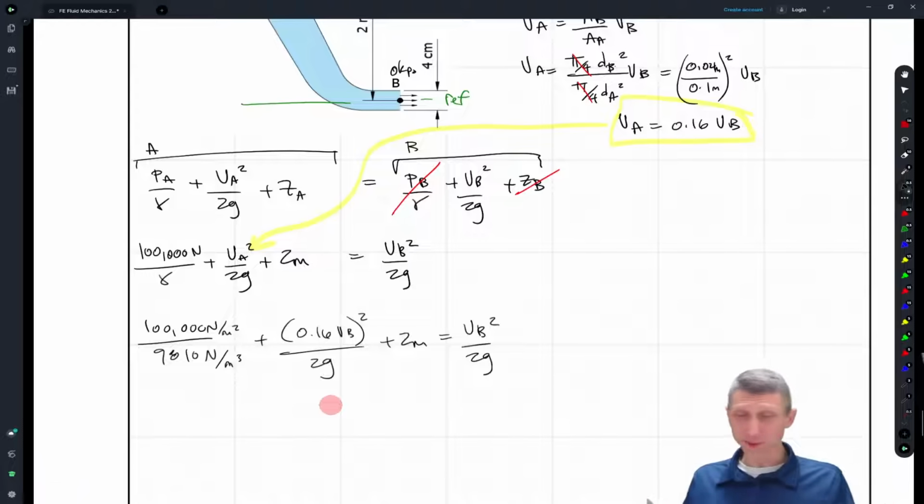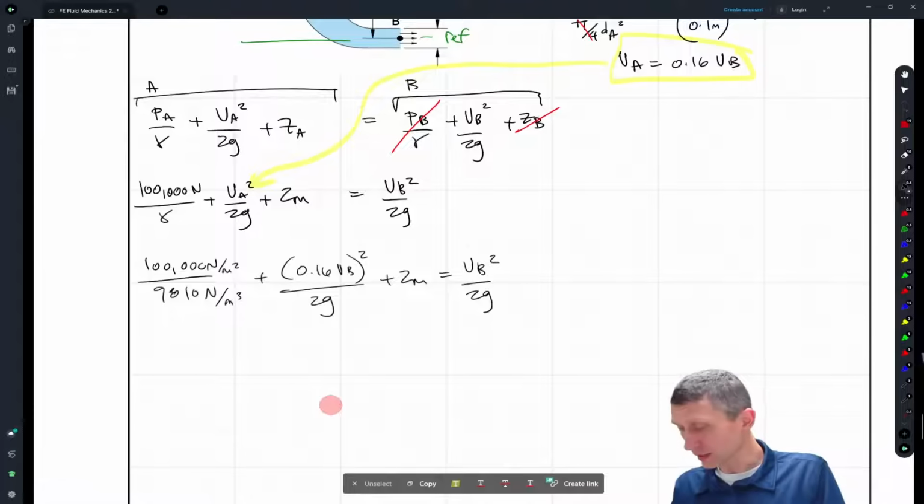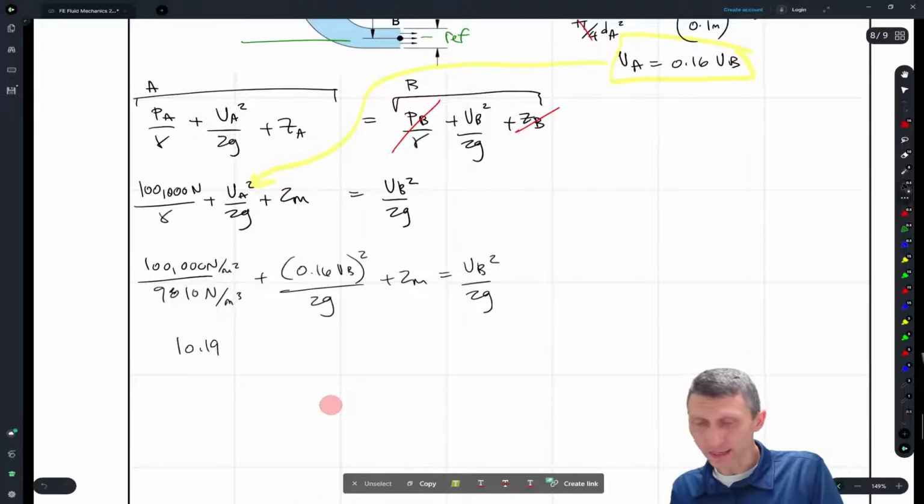Okay, I can multiply through by 2G, or I could just solve this as is. If I solve it as is, what I'm going to get here is about 10.19 meters, plus this 0.16 squared times VB squared over, I'm going to leave it as 2G again, plus 2 meters equals VB squared over 2G. So this just becomes an exercise in algebra, right? So what does our exercise in algebra tell us? That we need to subtract this from both sides, right?